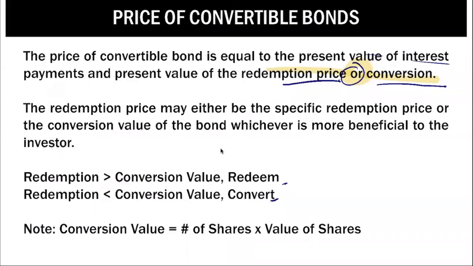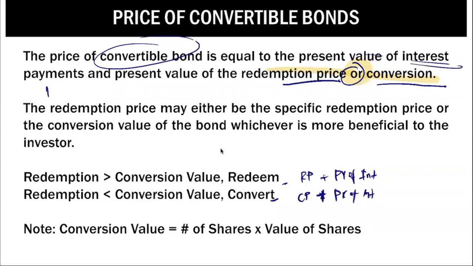So take note, if greater, redeem. So you add the redemption price. So this is equal to PV of interest plus redemption price. But if redemption is lesser than conversion value, then convert. So conversion value plus the present value of interest. So take note, the price of convertible bond is either equal to the PV of interest plus your redemption price, or PV of interest plus the conversion.